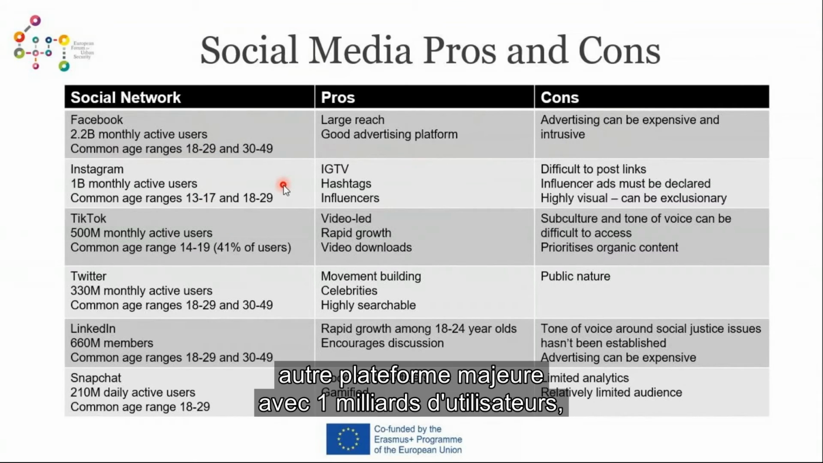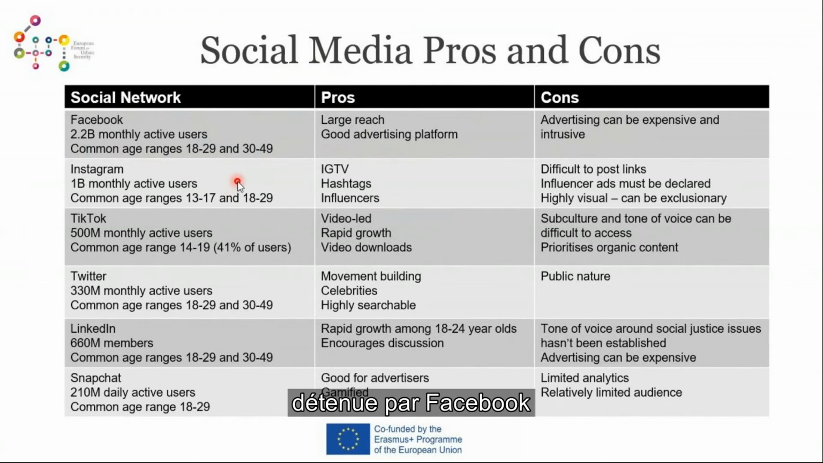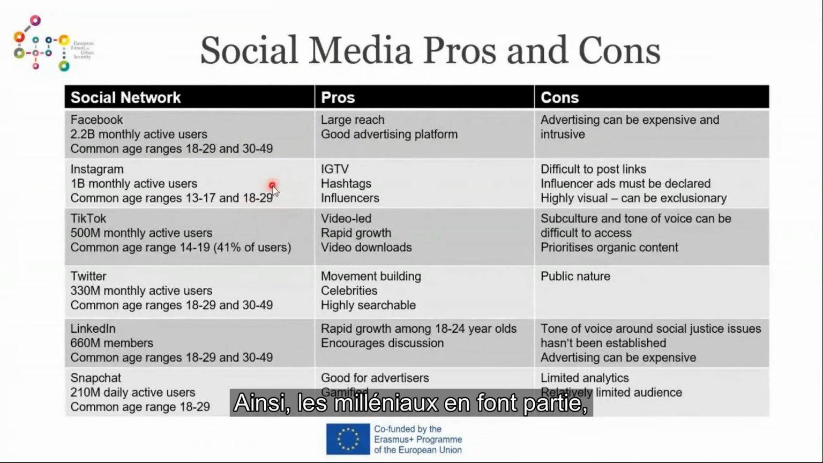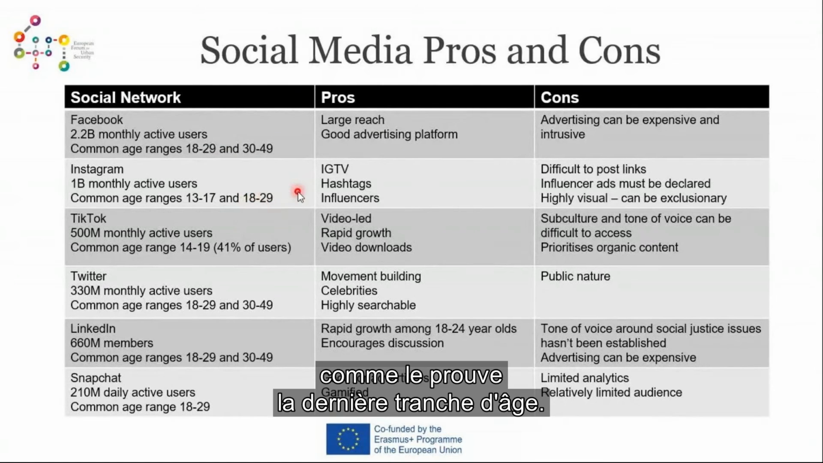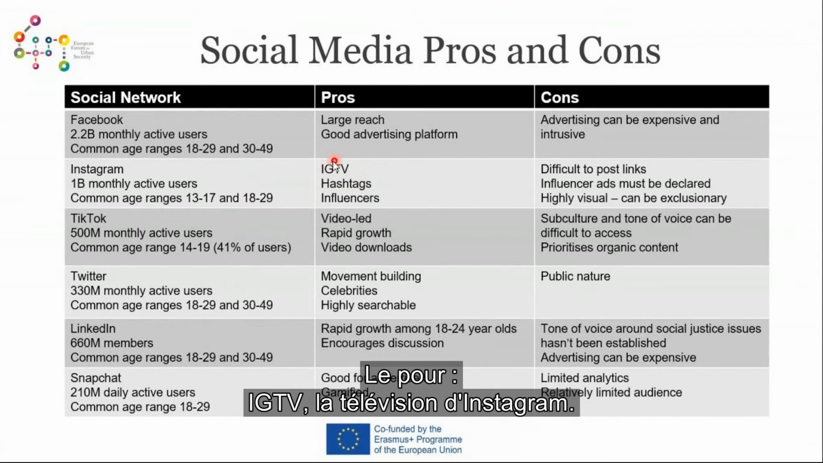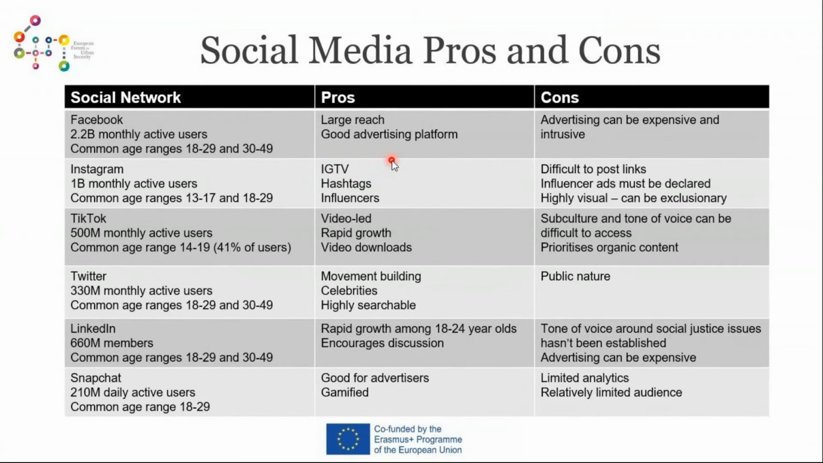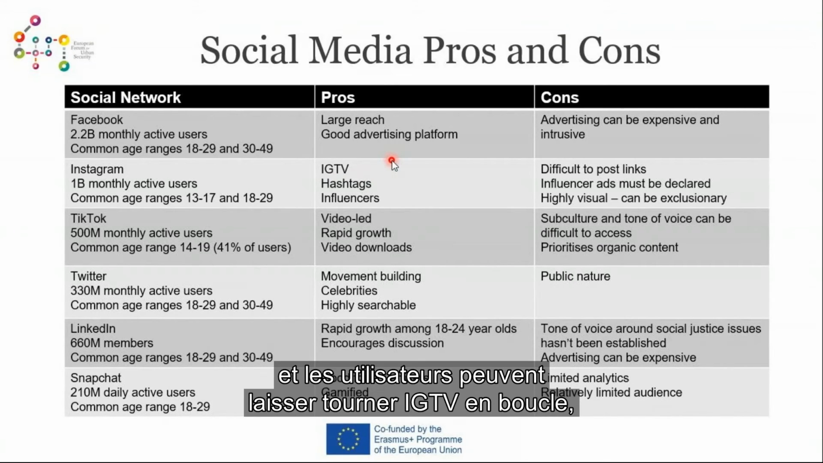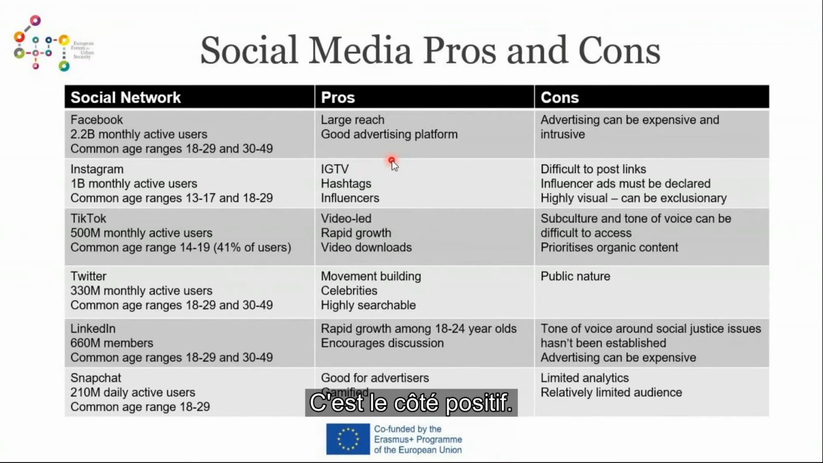Instagram is another massive platform. So 1 billion monthly active users, also owned by Facebook, and the most common age range is 13 to 17 and 18 to 29. So in this latter part, you're reaching a lot of millennials, this 18 to 29 aspect, and Gen Z. The pros are something called IGTV, which is Instagram television, and it makes it quite easy to advertise on there, because you can go from one channel to another, or users can allow Instagram television to just kind of roll as if they were watching TV. So that's a big pro.